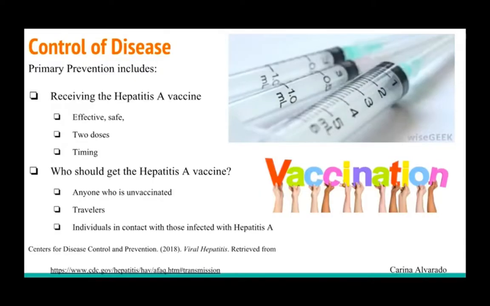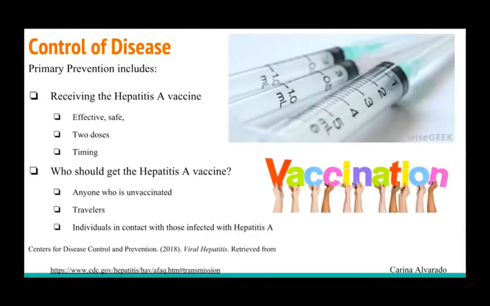Moving on to control of disease. For primary prevention, it includes receiving the hepatitis A vaccine because it is safe and effective. Also, taking 2 doses of the vaccine in order to maximize protection against hepatitis A. And timing: there should be roughly 6 months in between both doses of the vaccine.